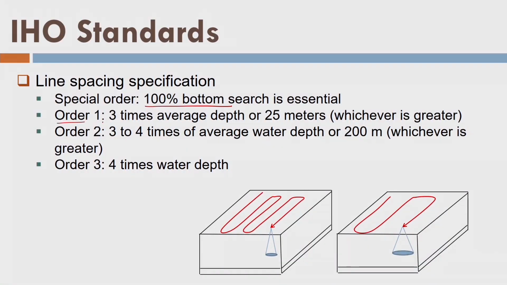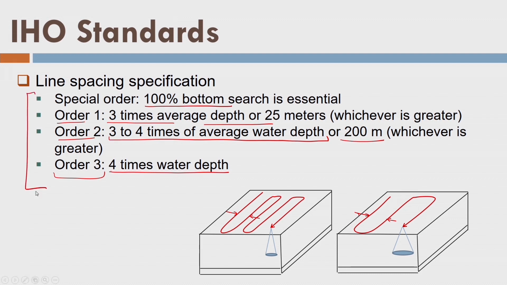In case of order 1, we have 3 times average depth or 25 meters. In case of order 2, we have 3 to 4 times the average water depth or 200 meter, whichever is greater. And then we have order 3, which says 4 times the water depth. The line spacing is shown here, and it is wider line spacing here. So, these line spacings are decided according to this survey order criteria.